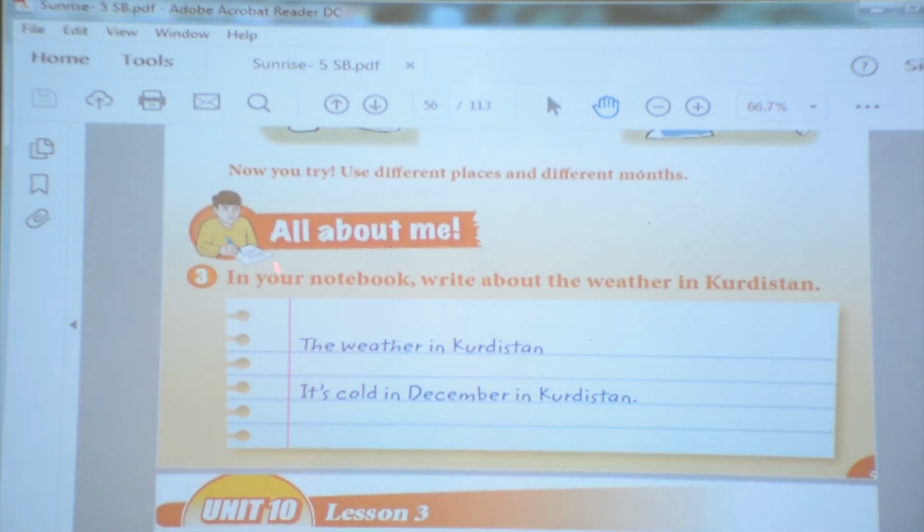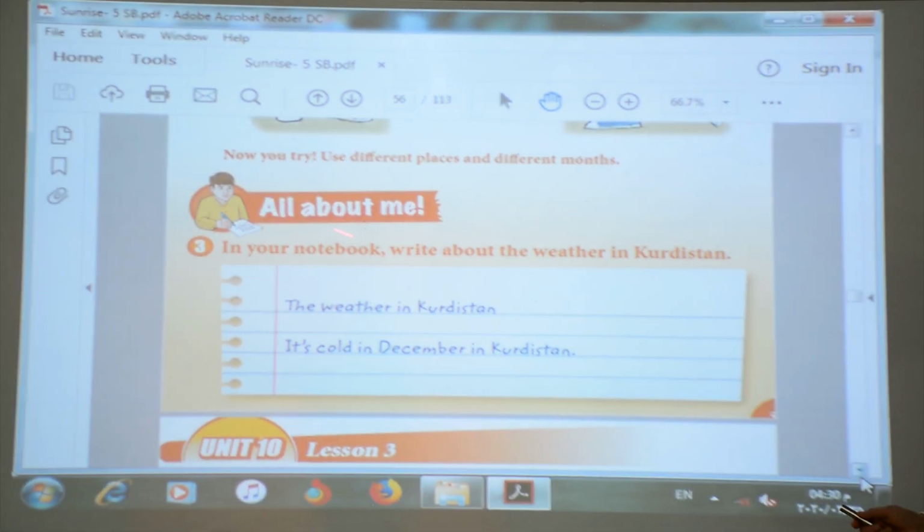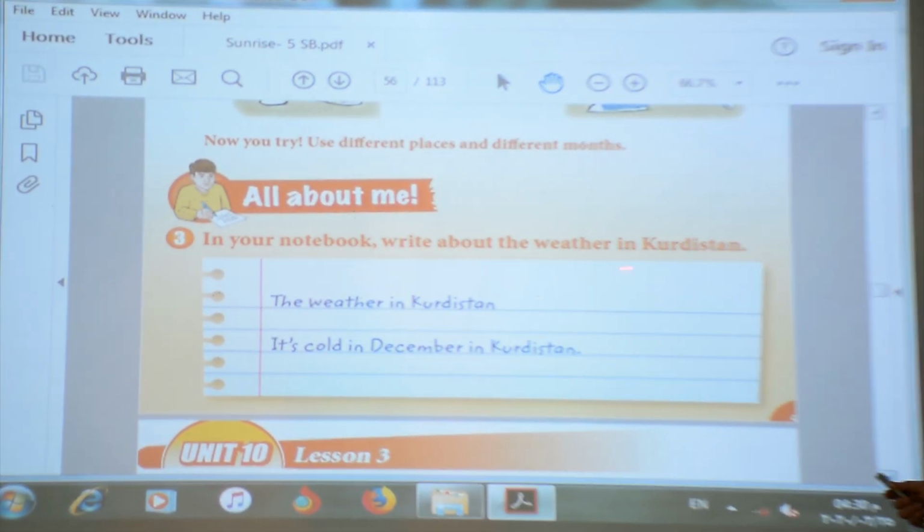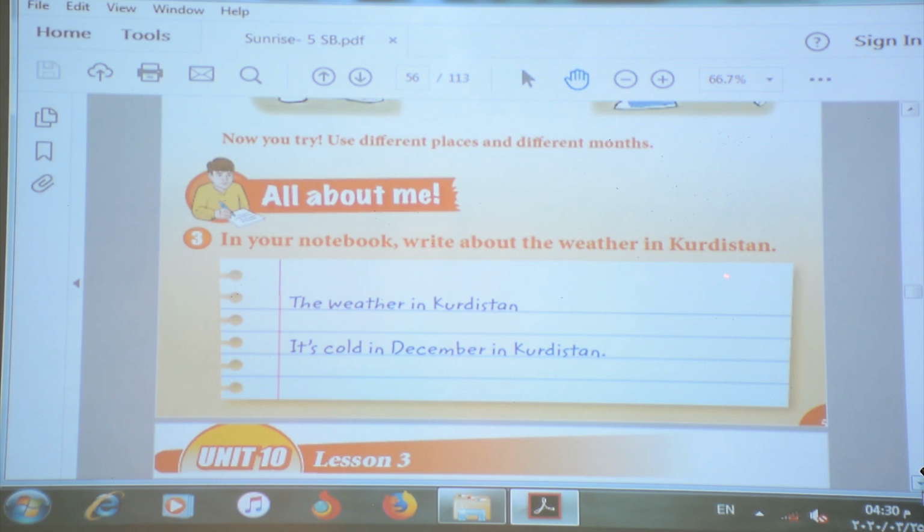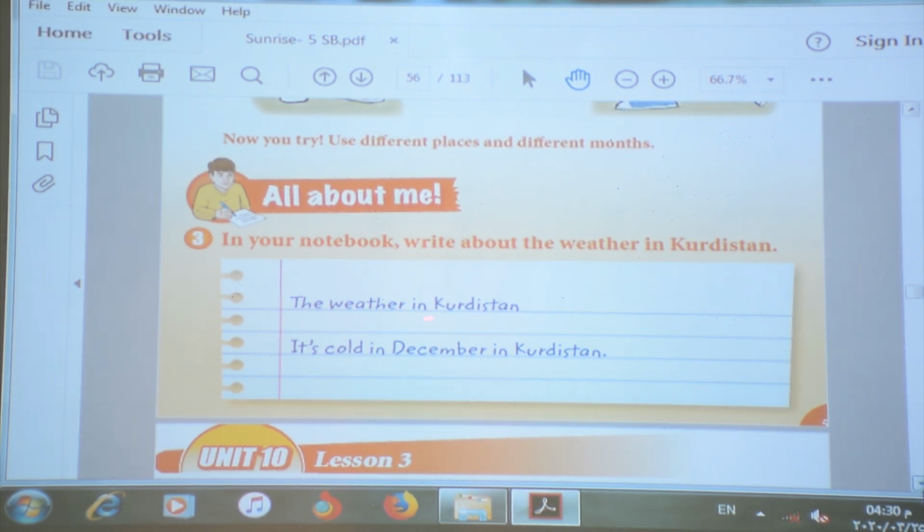Writing number 3. Write in your notebook about the weather in Kurdistan. How's the weather in Kurdistan? It is cold in December in Kurdistan. Just write down, the weather in Kurdistan is cold in December.